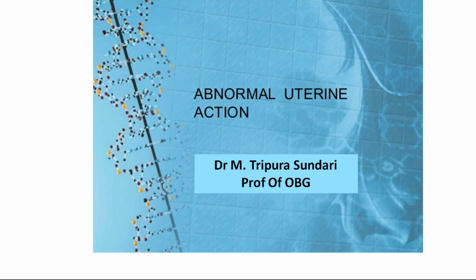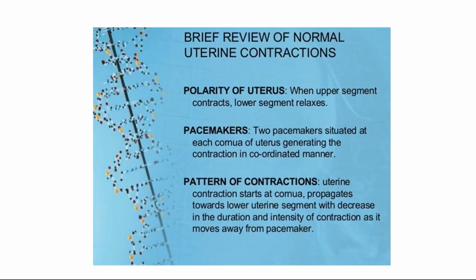Now we are going to learn about the power, that is the uterine activity. The passage is the pelvis. Then the passenger is the fetus. Today, all the normal 3 P's you have learned, you are going to learn now about the abnormal P's in the power, that is abnormal uterine action.